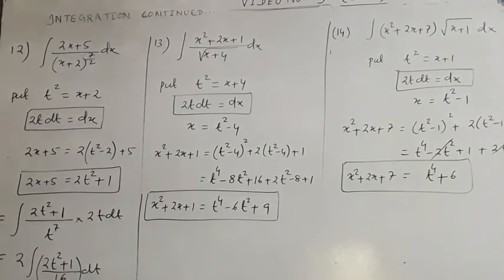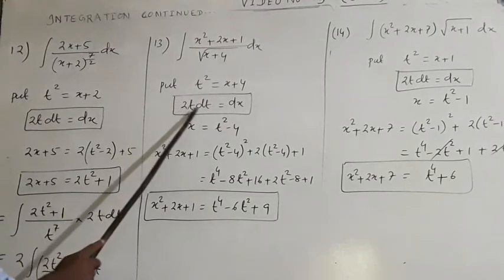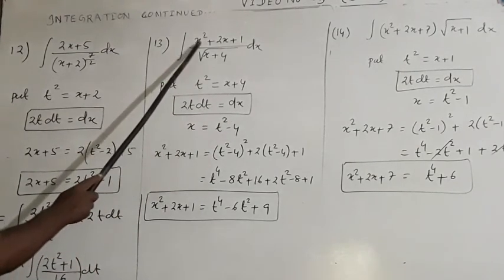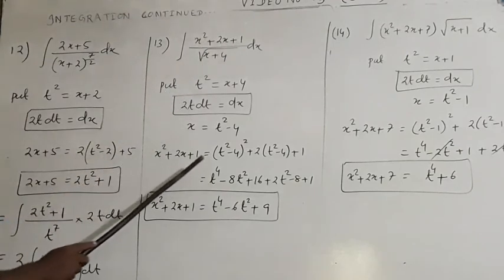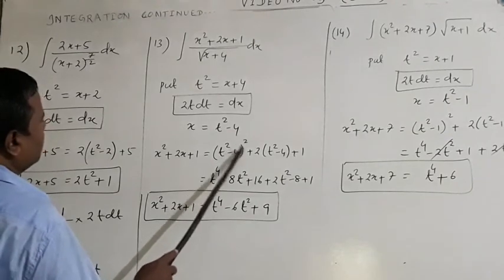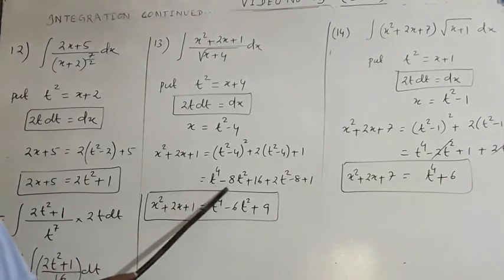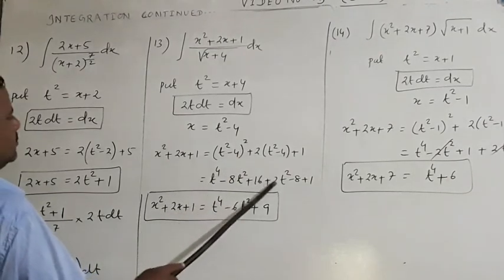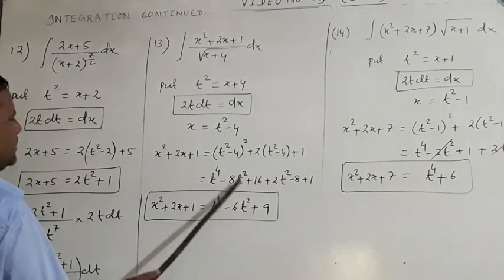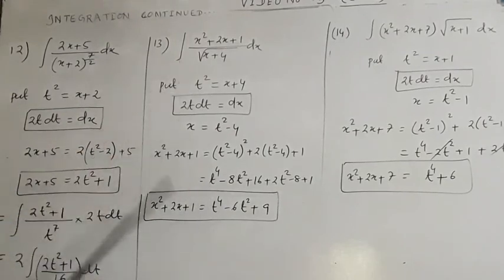Look at number 13. What do you have to put here? You have to put t^2 = x plus 4. Then 2t dt is dx. What is x? It is t^2 minus 4. What is x^2 plus 2x plus 1? It is (t^2 minus 4) whole squared plus 2 into (t^2 minus 4) plus 1. And it becomes t^4 minus 8t^2 plus 16 plus 2t^2 minus 8 plus 1. Then it is t^4 minus 6t^2 plus 9. Then put the value, you can get the answer.